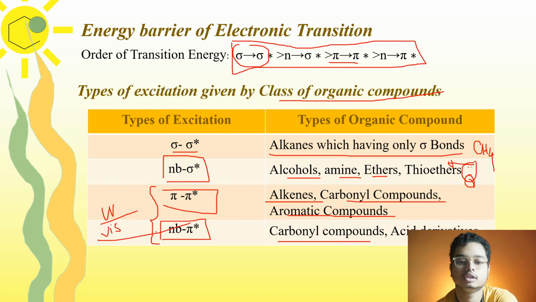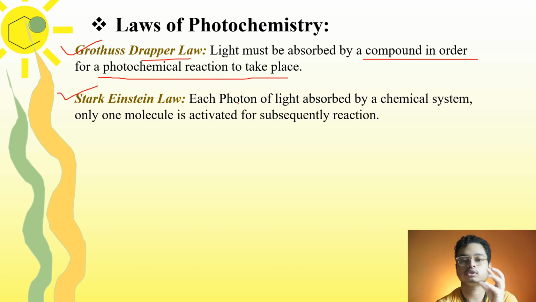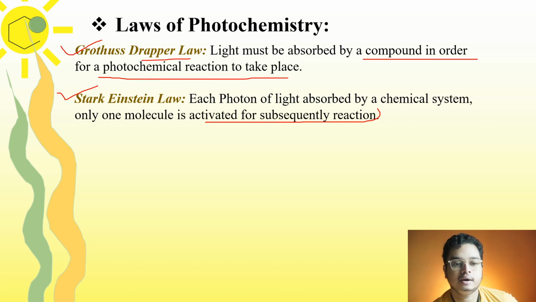Okay. So now let us talk about some laws of photochemistry that you must know. The first is the Grotthuss-Draper law. The Grotthuss-Draper law says that light must be absorbed by a compound in order for a photochemical reaction to take place. And the Stark-Einstein law suggests that each photon of light absorbed by a chemical system activates only one molecule for the subsequent reaction. Now, these two laws have no importance from your exam point of view, but for your basic understanding, you need to learn these two laws.